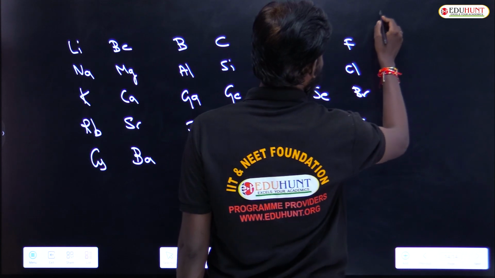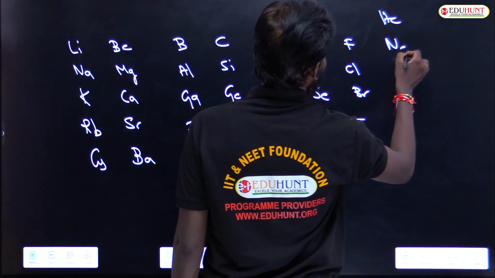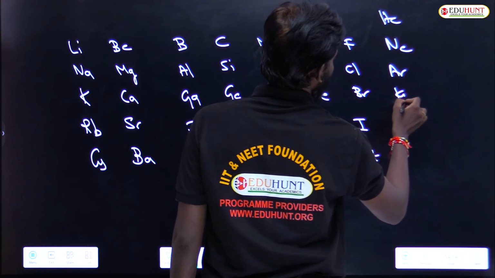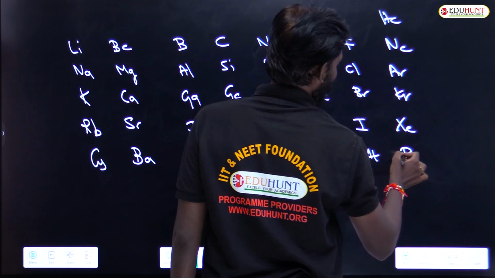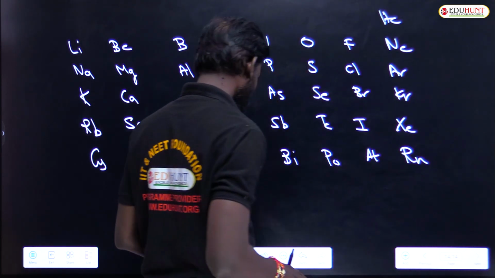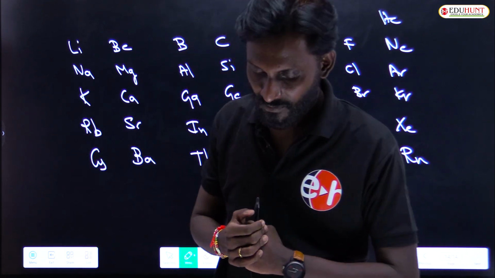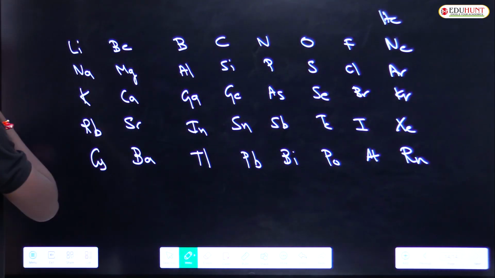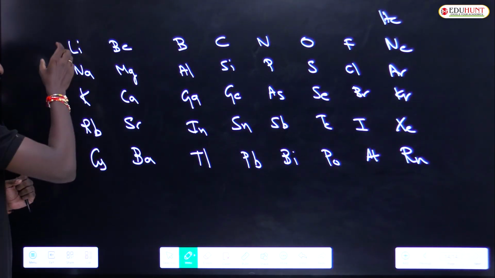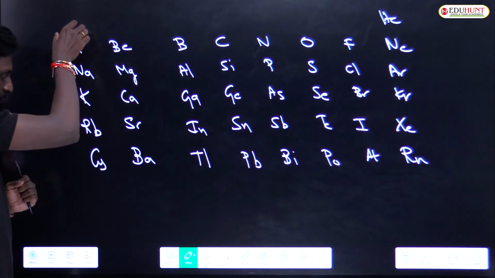And helium, neon, argon, krypton, xenon and radon. So you all must be in a position to write elements like this. Okay. Now see what is why. See, I hope you know this is the vertical thing.